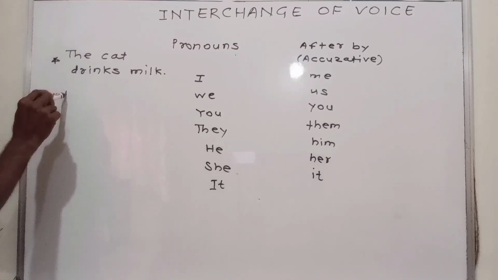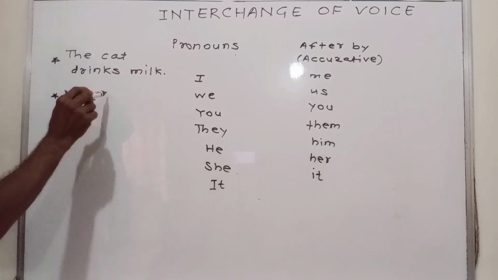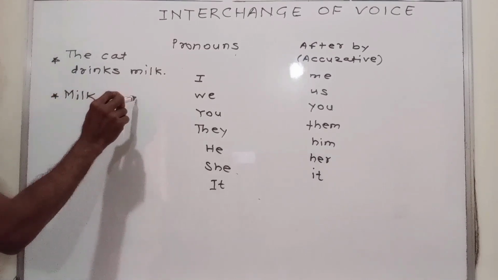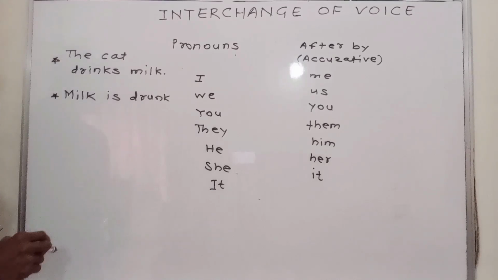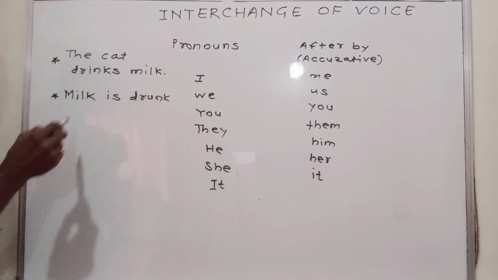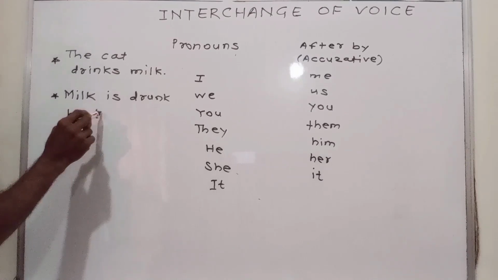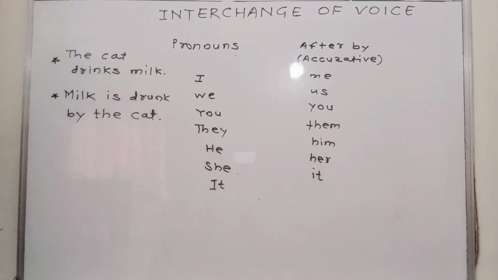See this. Milk is. This is simple present tense. Milk is drunk. Past participle of drink is drunk. Milk is drunk by the cat. Did you get it?